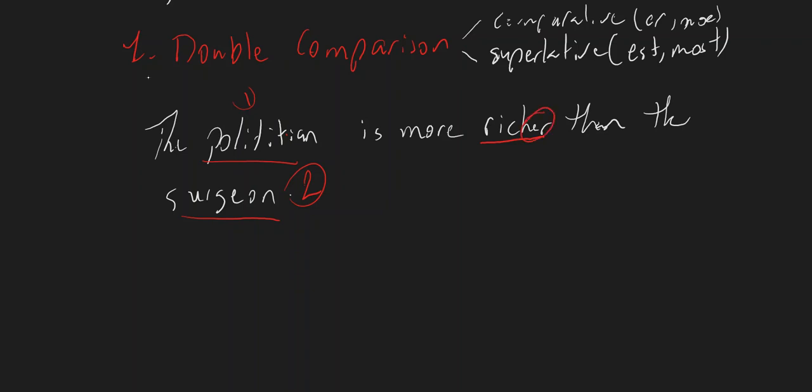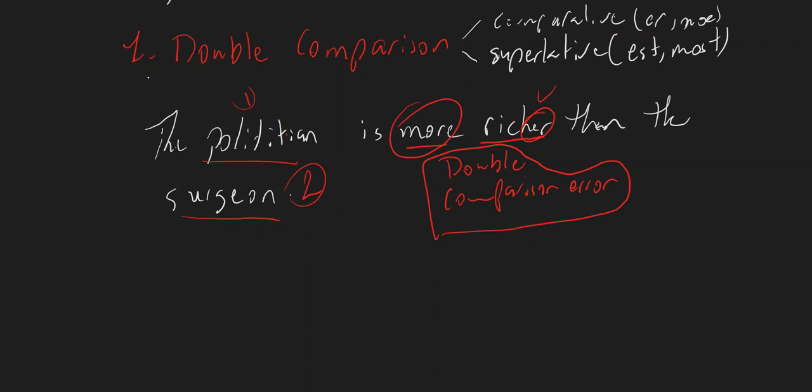But sometimes some writers add more in addition to er. This creates a double comparison error. Which means that we have to only use er and not more in richer. So always avoid double comparison because it's an error. Only add est or most, or add er or more, depending on your comparison.